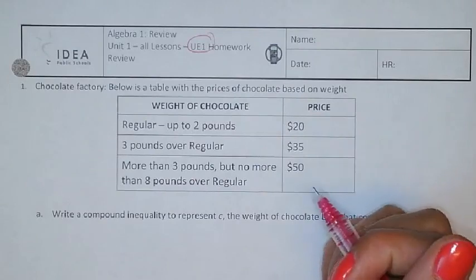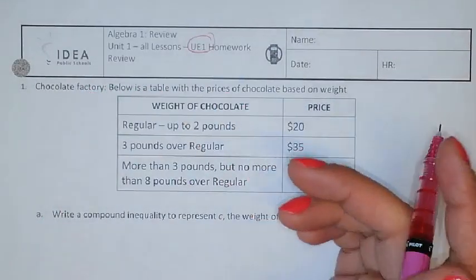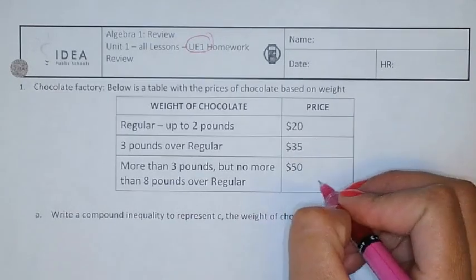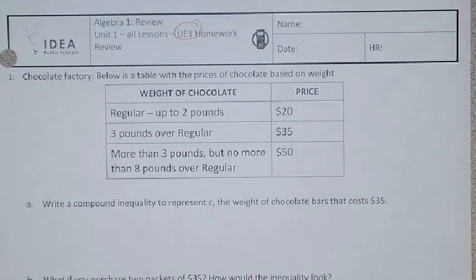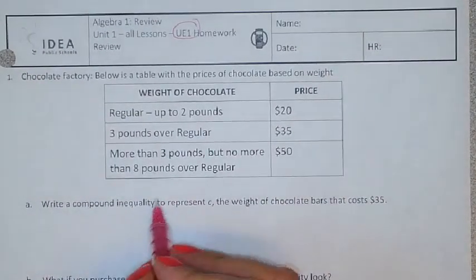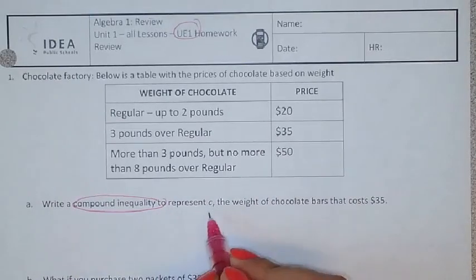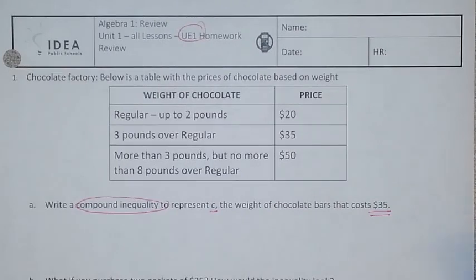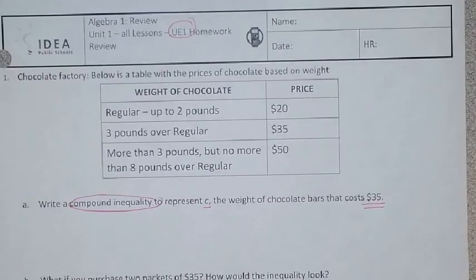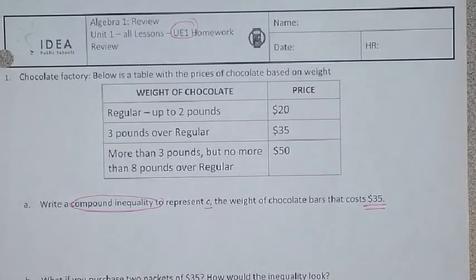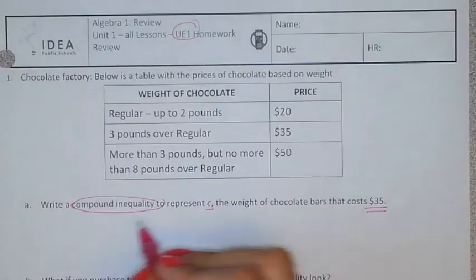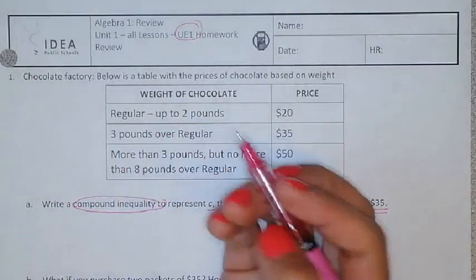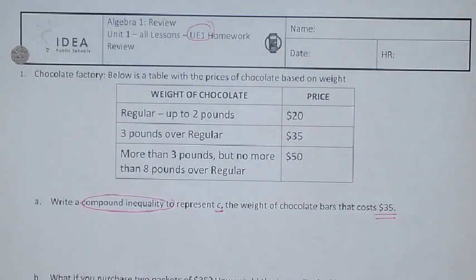Okay, so here it's a chocolate factory, and this is a table of how they sell chocolate per weight and the prices for each category of that weight, okay, as you read the problem. The first thing they want you to do is a compound inequality to represent C, the weight of the chocolate bars that cost $35. So this is very similar to the problem we did today in class with the water being solid, liquid, and gas. Before we do the compound inequality, we have to figure out what all these words mean, and they look different and maybe a little bit confusing.